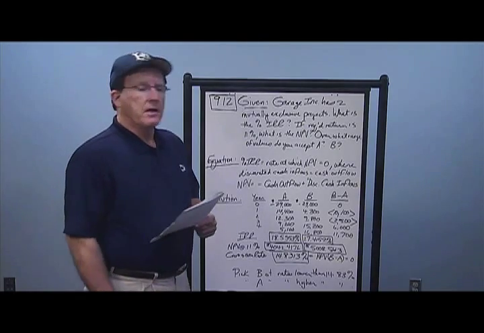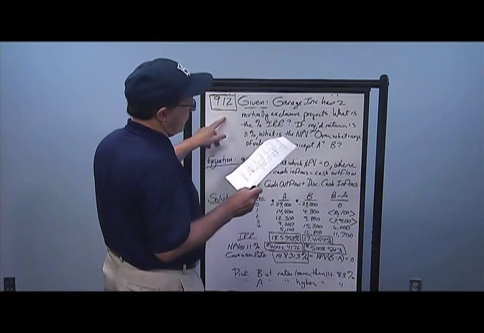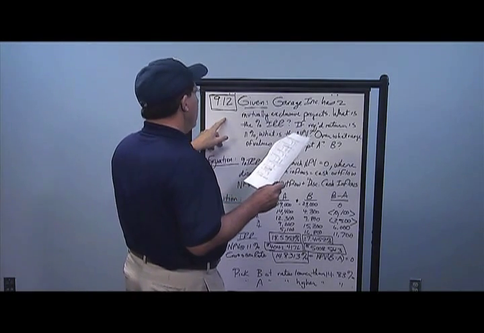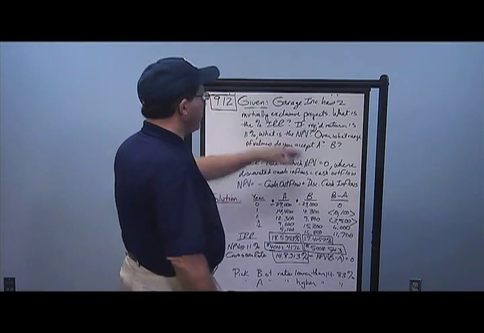In problem 9.12, Garage Inc. has two mutually exclusive projects. And we want to know what's the IRR. If the required return is 11%, what's the NPV?